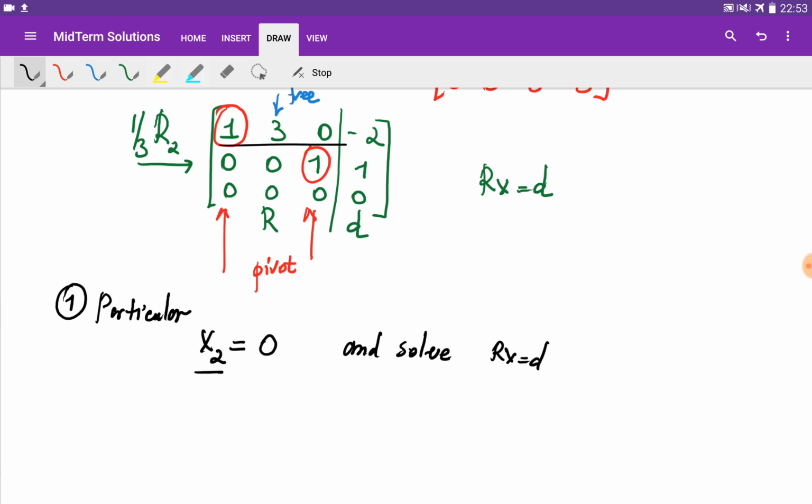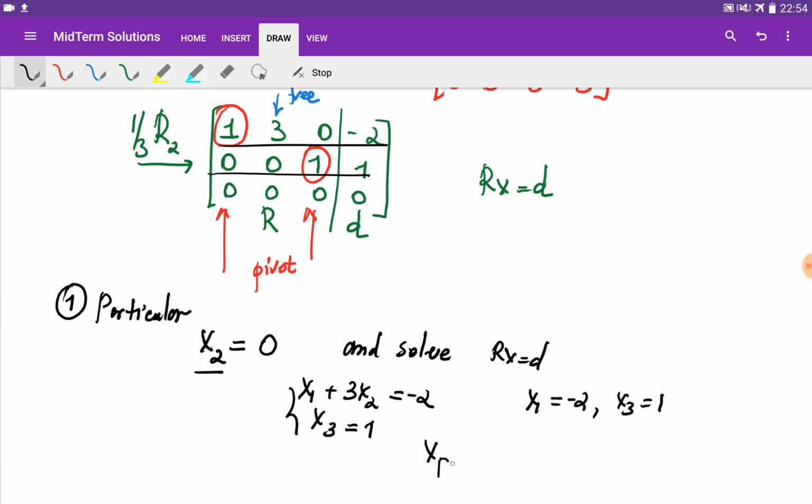So Rx is equal to d is these 2 rows. It is going to be x1 plus 3x2 is equal to minus 2, x3 is equal to 1. So if I solve this by setting x2 to be equal to 0, what we're going to obtain is x1 is equal to minus 2, x3 is equal to 1. So the particular solution for the system is going to be minus 2, 0, and 1.